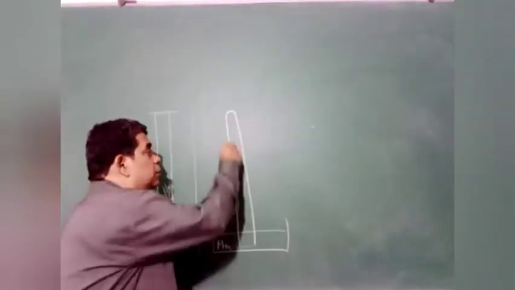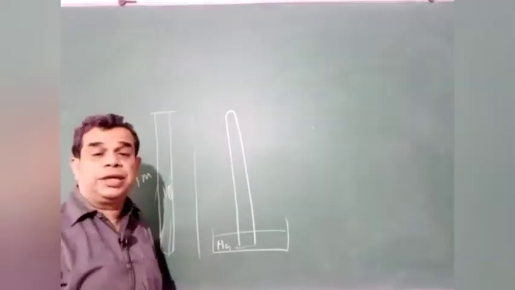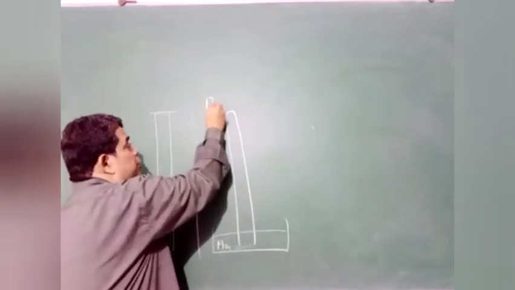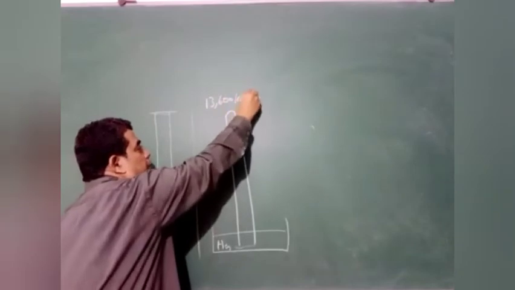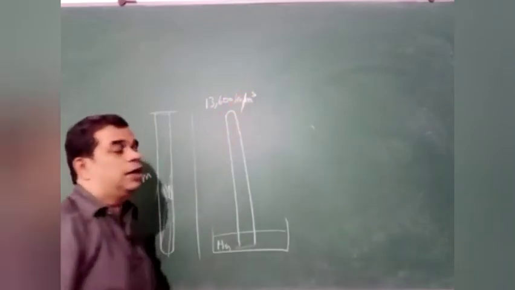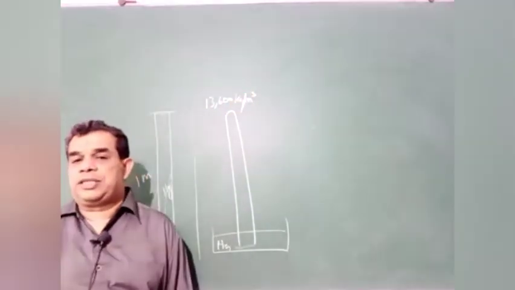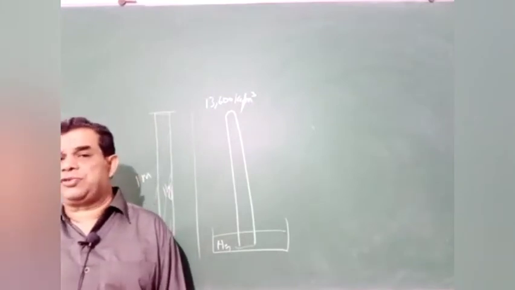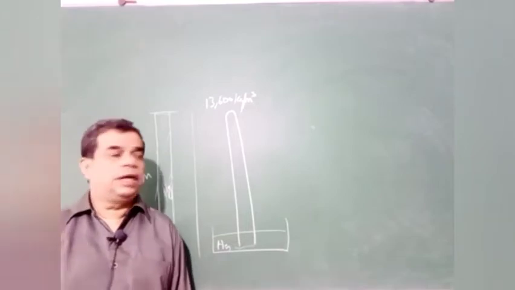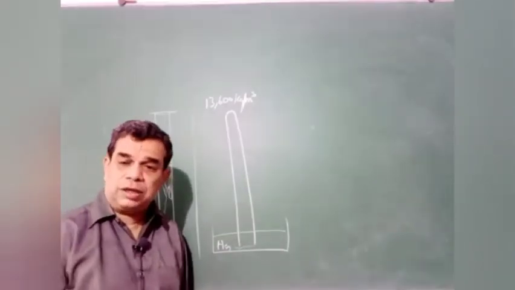Now, say mercury is heavier. Its density is 13,600 kg per meter cube, around 13.6 times more than water. It is so much heavier. And can you think of what happened?